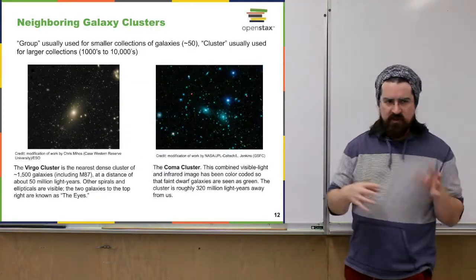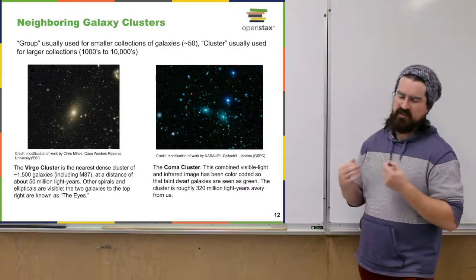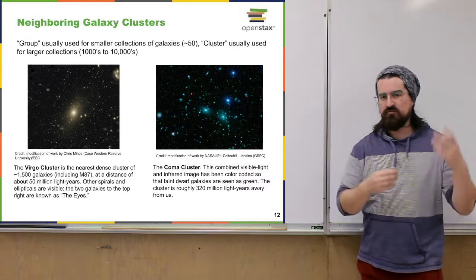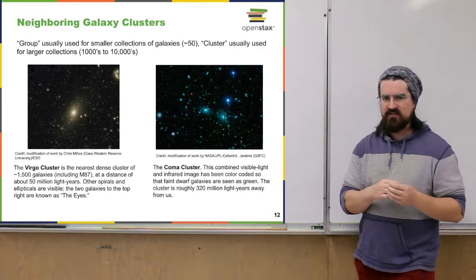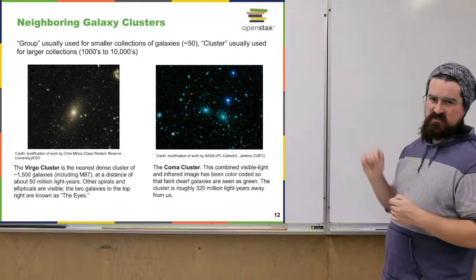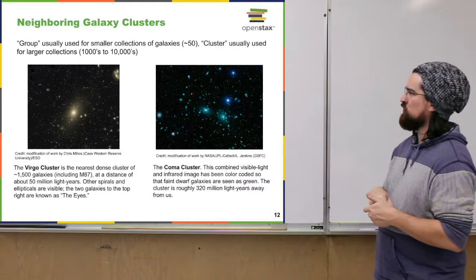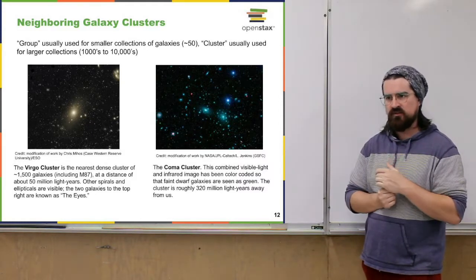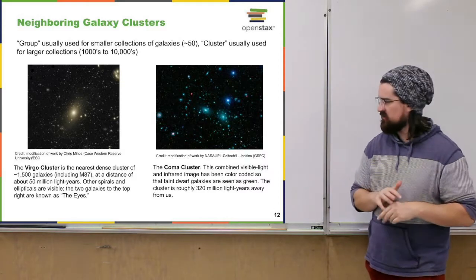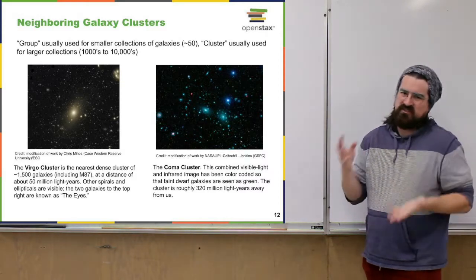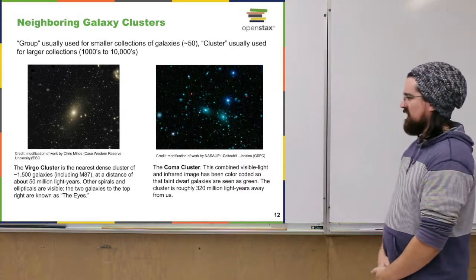So when we talk about groupings of galaxies, it's not all that important to us, but astronomers use the term group usually to refer to somewhat smaller collections of galaxies, maybe a few dozen, and then use cluster to generally refer to larger collections of galaxies, like thousands to even tens of thousands of galaxies. For us, maybe we say group or cluster, it doesn't really matter. It's a collection of galaxies.